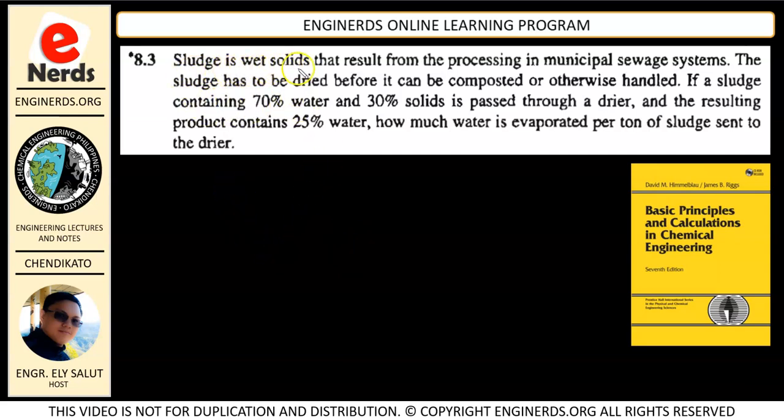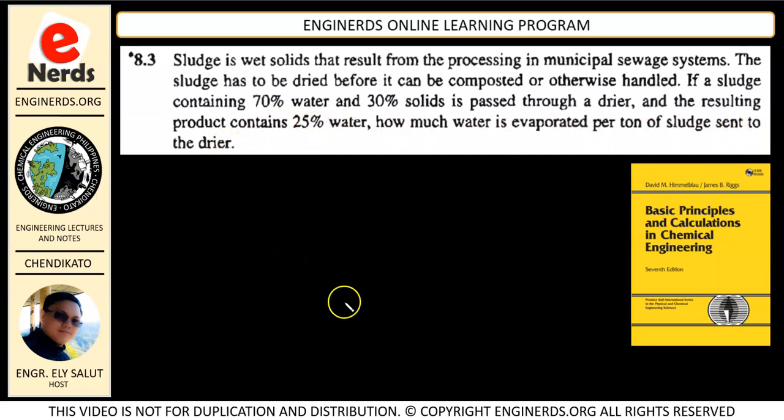Sludge is wet solids that results from the processing in municipal sewage systems. The sludge has to be dried before it can be composted or otherwise handled. If a sludge containing 70% water and 30% solid is passed through a dryer and the resulting product consists of 25% water, how much water is evaporated per ton of sludge sent to the dryer?